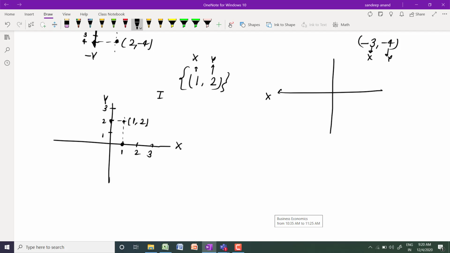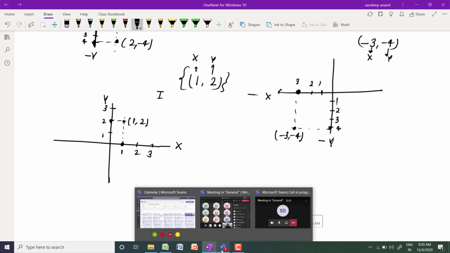X is minus 3, which means 1, 2, 3. This is my x minus 3 value. And what is y? Minus 4: 1, 2, 3, 4. This is the y minus 4 value. So where does this point fall? This is the point in the third coordinate where x equals -3, y equals -4. Yes or no? Are you getting me? Tell me.